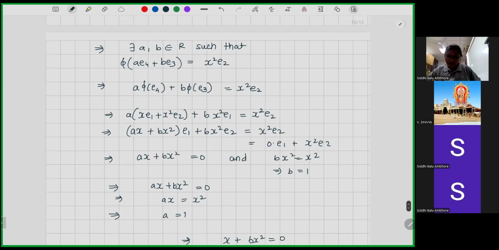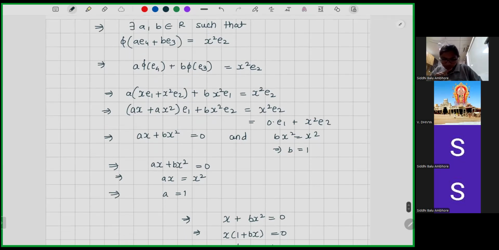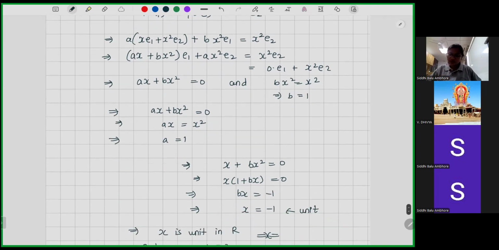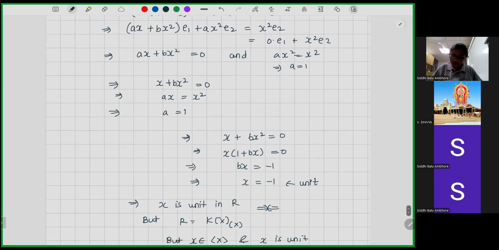Where it is Ax plus, okay, here it should be Ax square. This was supposed to be A here. This is B. Okay, I got it, what you mean. So Ax square is equal to x square. So A is 1. And once I have A equal to 1, A plus Bx square.